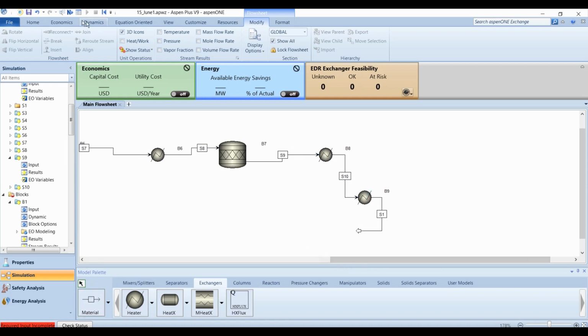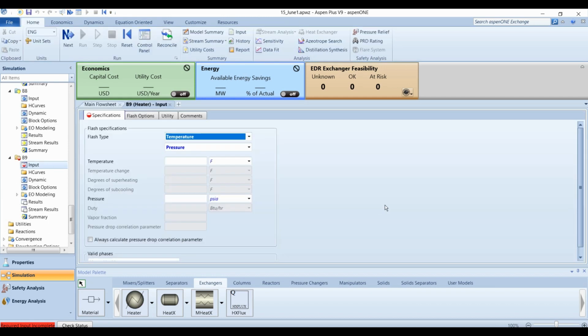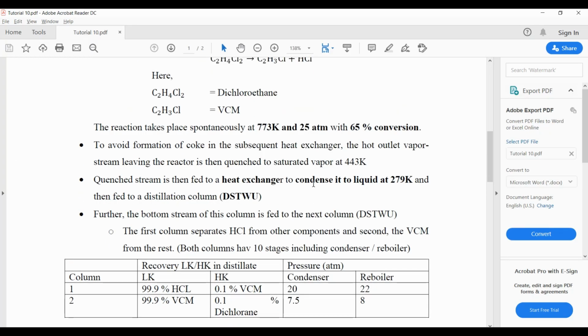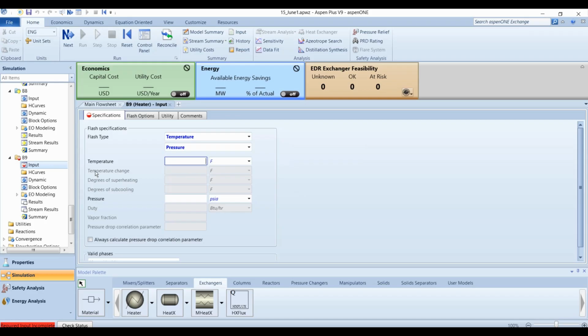Here we know that we are just supposed to convert its temperature from whatever was inlet to 279 Kelvin, and we know that it should be in the liquid form, therefore the vapor fraction is 0. I will click on next.